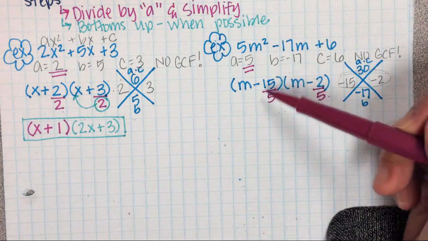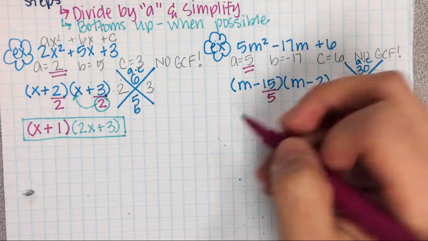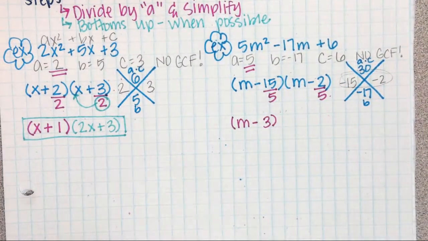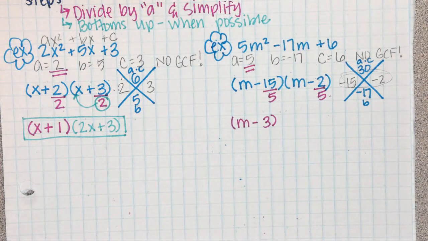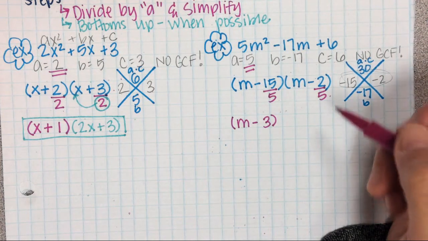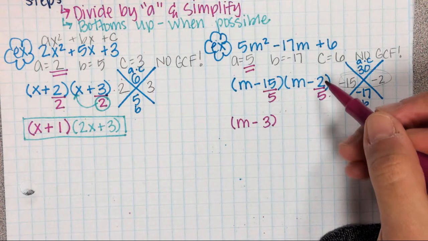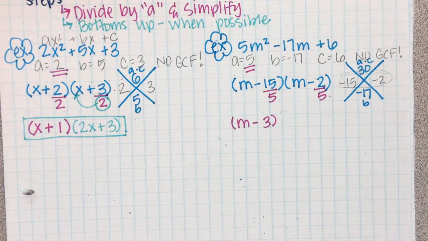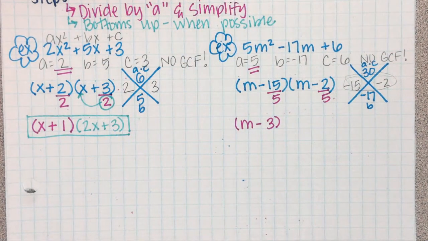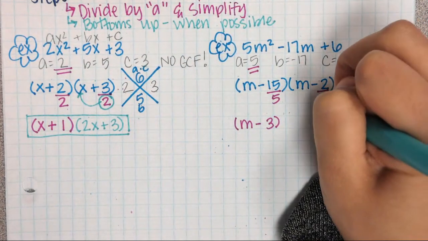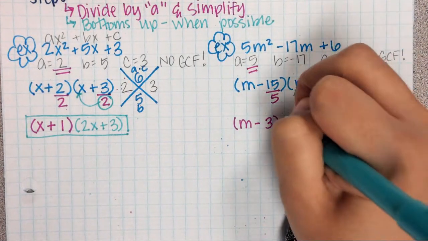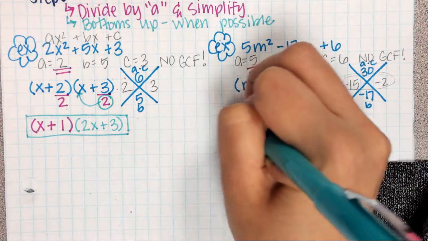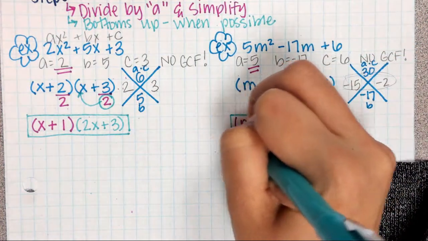I can simplify right here. Negative 15 divided by 5 is negative 3, so that would be m minus 3. And then over here, negative 2 divided by 5, I can't divide and I can't simplify that fraction any. So I go through my getting rid of that fraction method, bottoms up. Take my bottom number and move it up to the front. So this is 5m minus 2. And there's my answer.